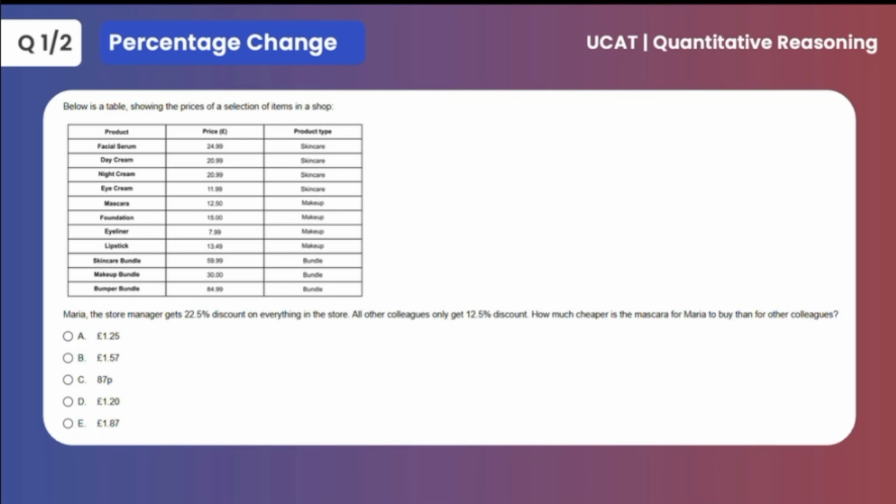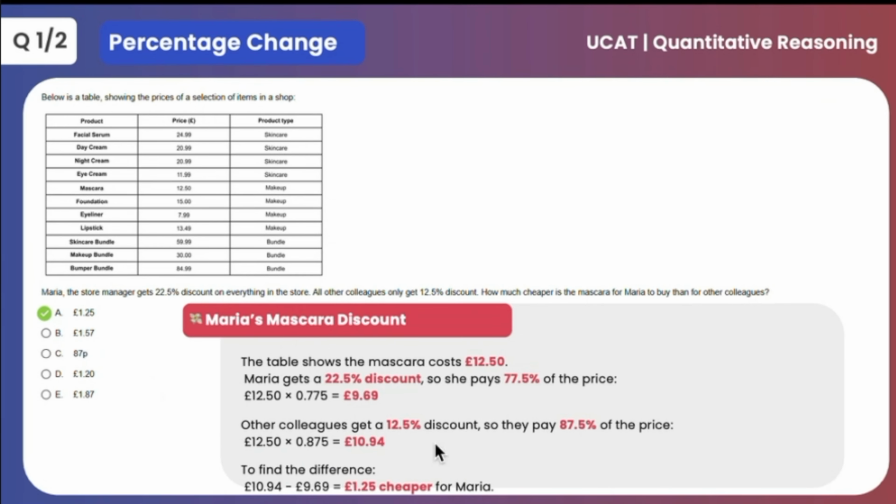So if we look at the working for this question, Maria's mascara discount. We've been told that Maria, the store manager, gets 22.5% discount on everything in the store. All other colleagues only get 12.5% discounts. She gets 10% more. How much cheaper is a mascara for Maria to buy than for other colleagues? So first thing to do is calculate the difference between the two, because you don't want to calculate the 22.5% discount and also the 12.5% discount. It's a 10% difference that you get there.